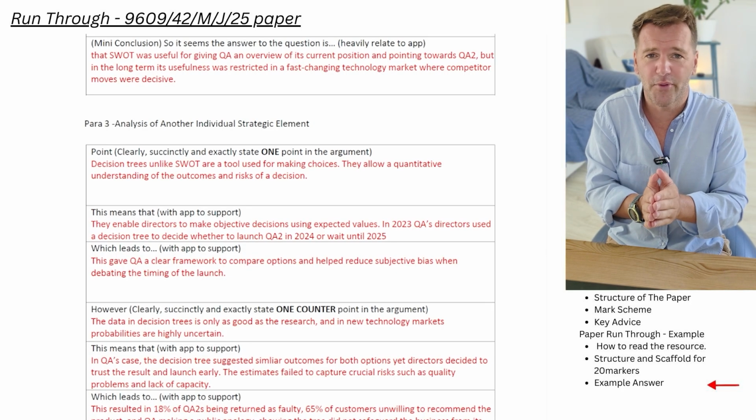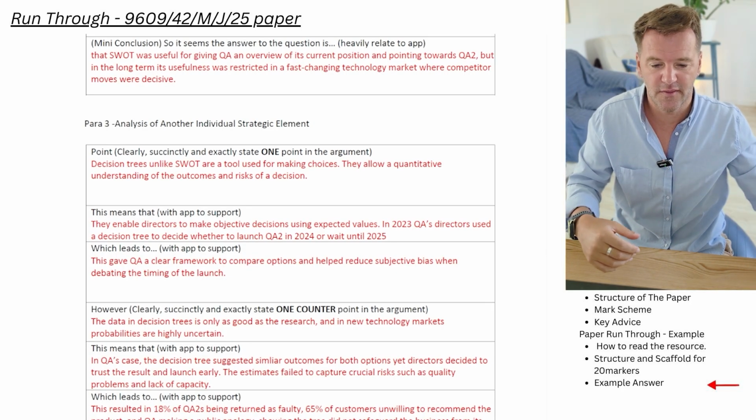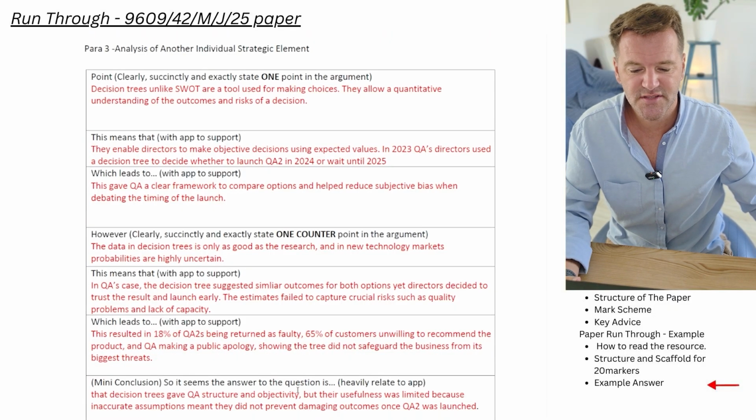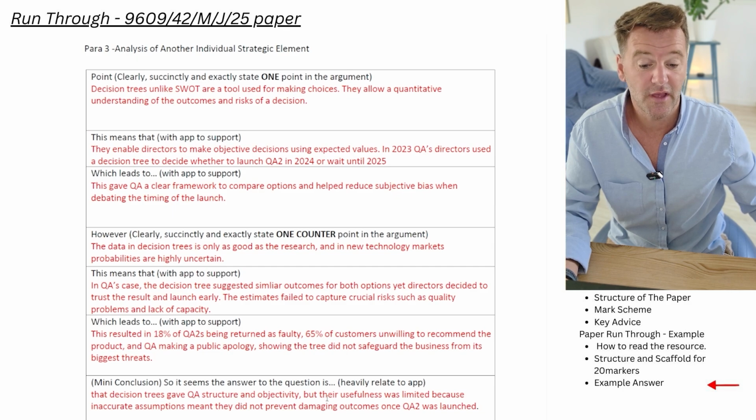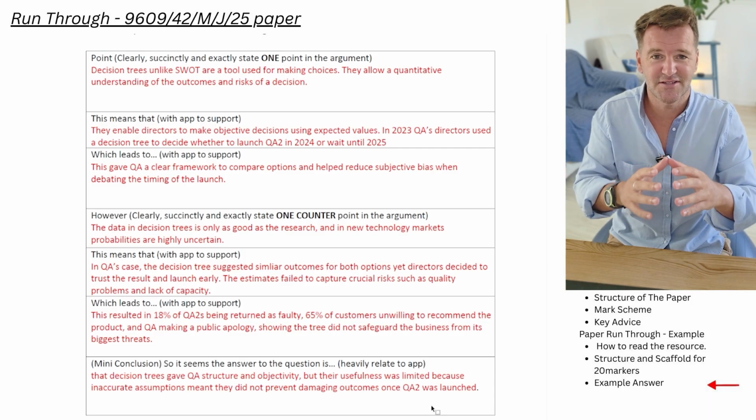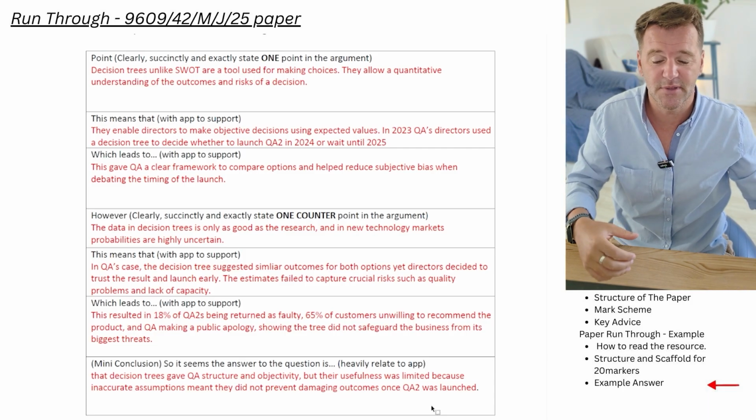So did the tree help there? No, it definitely didn't. We've got some passion there. It was a disaster following that tree's recommendation. Mini conclusion. So it seems the answer to the question is that decision trees gave QA structure and objectivity, but their usefulness was limited because of inaccurate assumptions, meant they did not prevent damaging outcomes once QA2 was launched. So it's not going to be a great strategy that they'd want to do again. Maybe they should, but it had huge limitations.